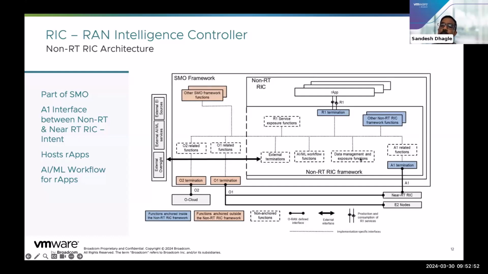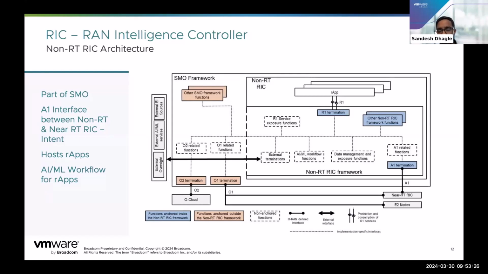And then it has the data management and exposure functions, and even related functions. And all of this is made available to any of the apps using an interface called R1. So R1 is the interface with which the non-real-time RIC would communicate with the rApps. And rApps are the smaller software components that can be developed by any third party to run on top of the non-real-time RIC to enhance the RAN functionality.